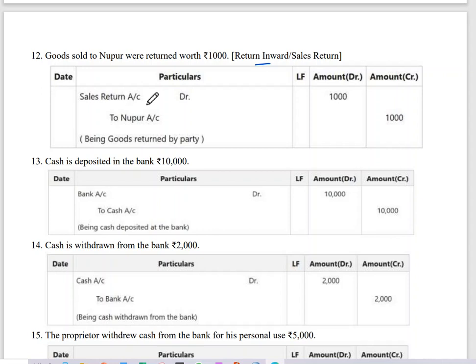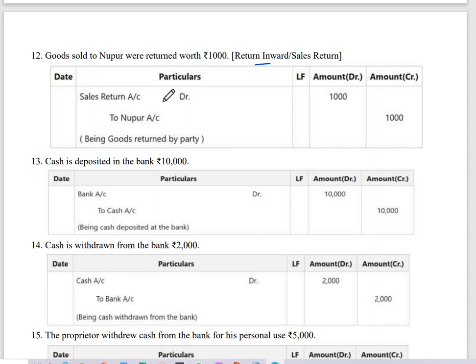She has not kept the goods with her. She is sending a few goods worth rupees 1000 back to us. Okay, that is the sales return account. Sales is a revenue item, but here, in a sales return, when sales are returned, revenue is reducing.